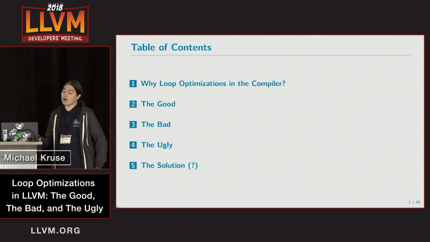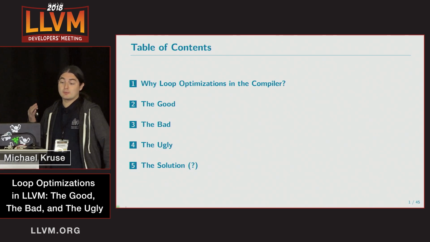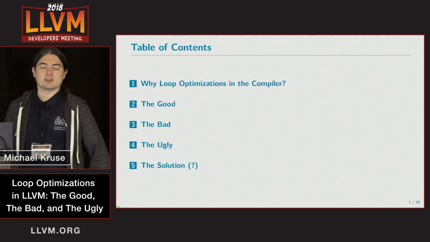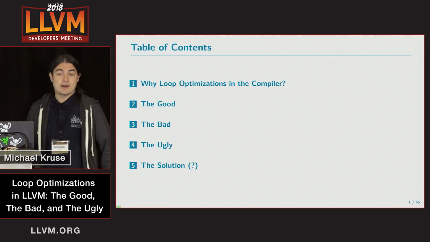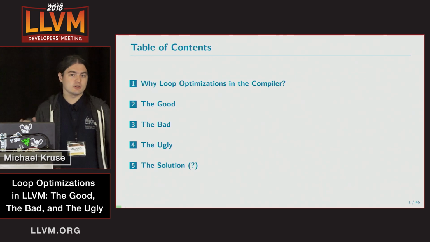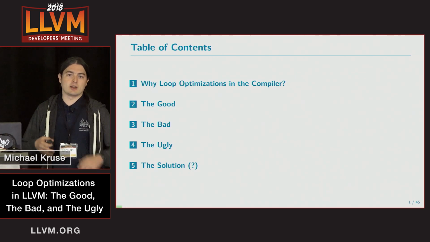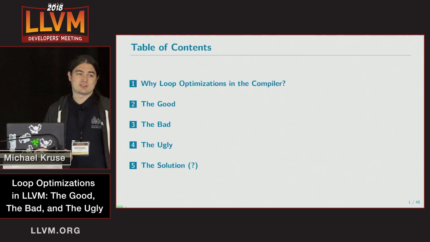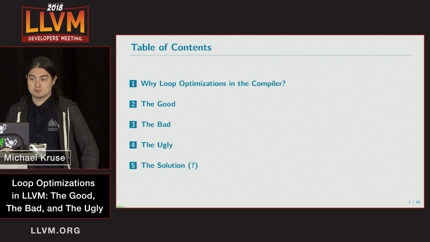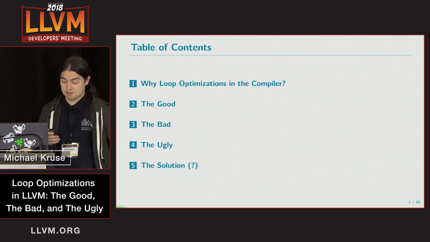As the title implies, I'm going to talk first about the good things, which are the things we already have that are good in LLVM. Then the bad things, which are not so good but not that problematic; you can improve the source code. And the ugly stuff, which I think makes us need to rethink loop optimization.